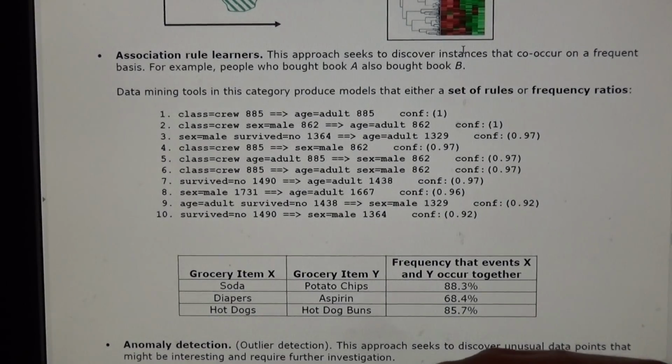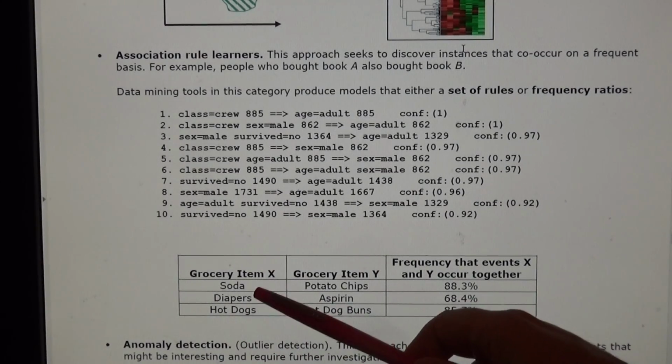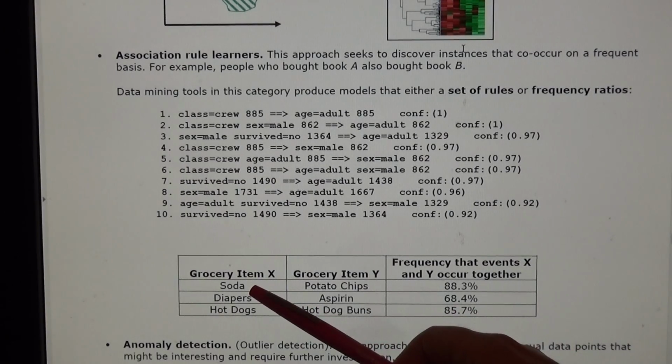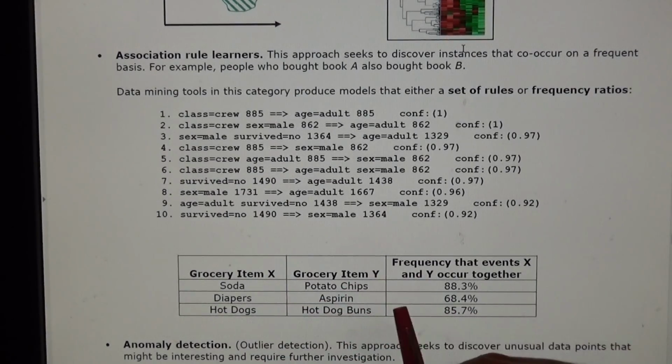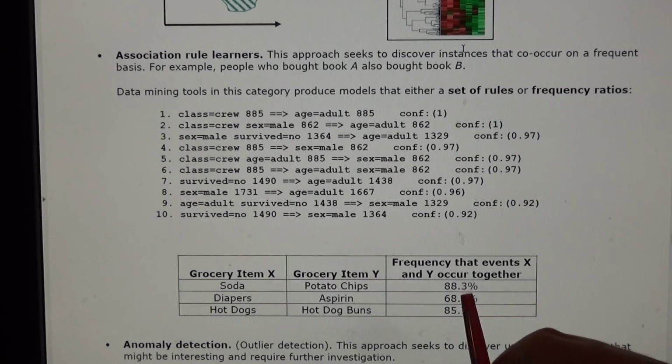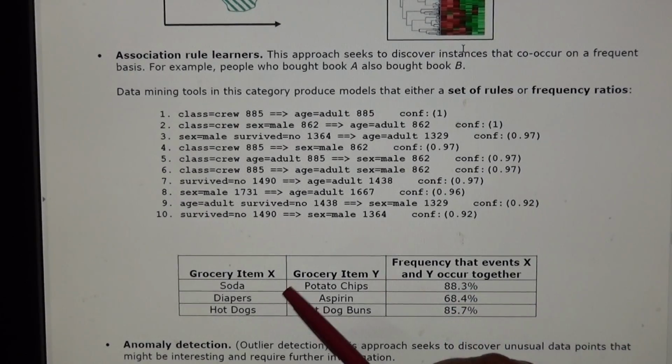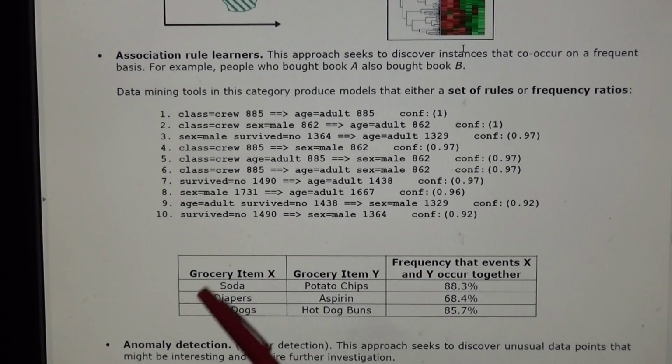So here's a classic example. Grocery stores might see that people buy soda and potato chips. They buy that together 88% of the time. Maybe people buy diapers and aspirin 68% of the time. And they buy hot dog buns 85% of the time. And an organization like a grocery store might use this and say, okay, this is obvious, but put the chips next to the soda, keep the hot dog buns close to the hot dogs, make it easy for consumers to make those purchases.